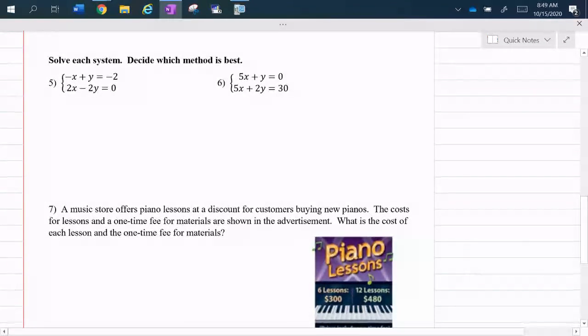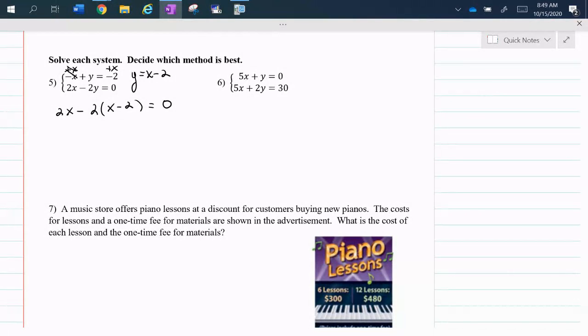Let's look at number 5. It says decide which method is best. Okay, so we can decide, let's see. If I take the first equation and I add x to both sides, I'm solving for y, aren't I? So I get y is equal to x minus 2. So I'm going to go to the second equation and rewrite it, but take out the y, and instead of a y, replace it with x minus 2. Notice I'm doing substitution here because I saw that it was pretty easy to solve for y.